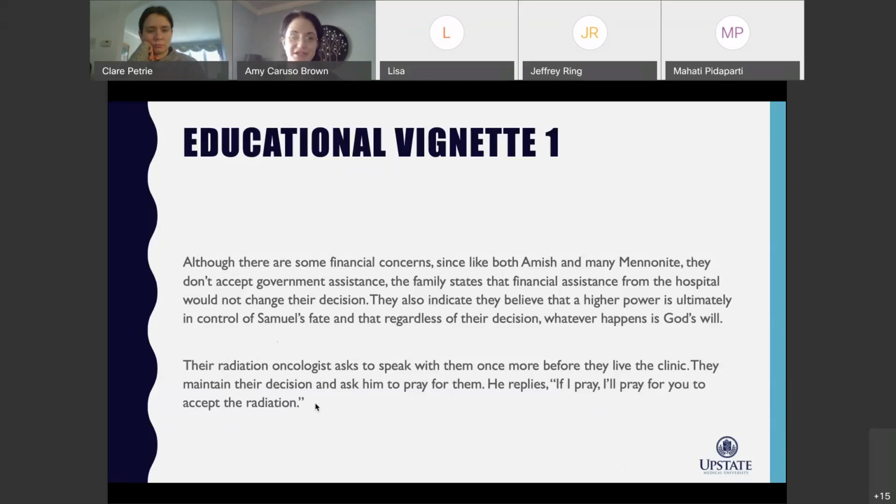The radiation oncologist asked to speak with them once more before they leave the clinic. They maintain their decision and ask him to pray for them. And he replies, "If I pray, I'll pray for you to accept the radiation."